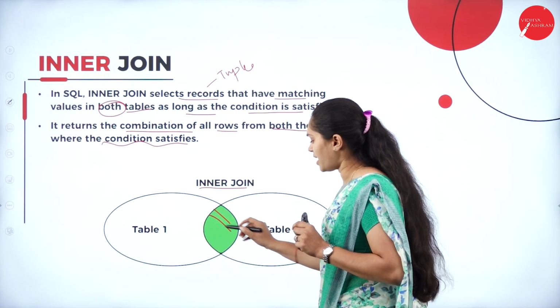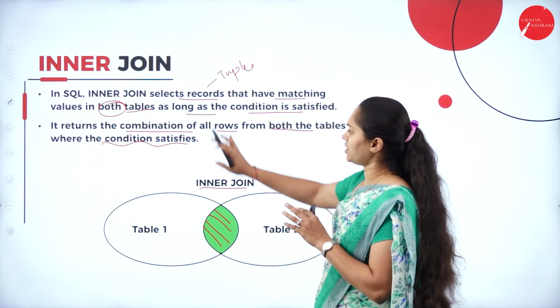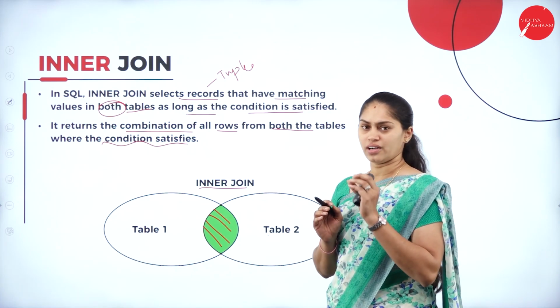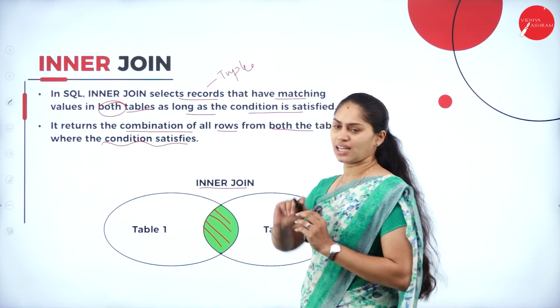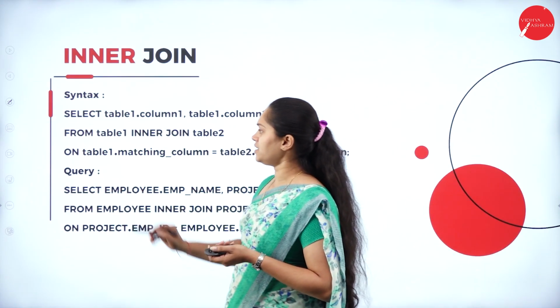As you all know, the mathematical notation is used in order to get the intersection. That means only matching records or matching values in both the tables will be written as output. Here you can see the syntax for this.